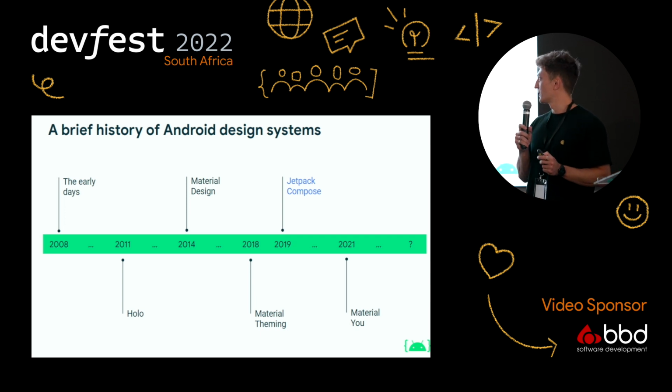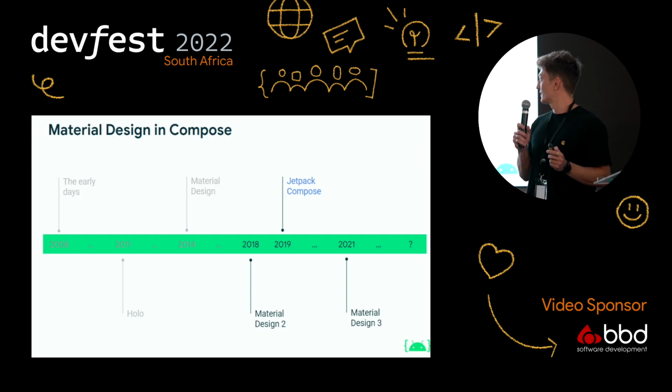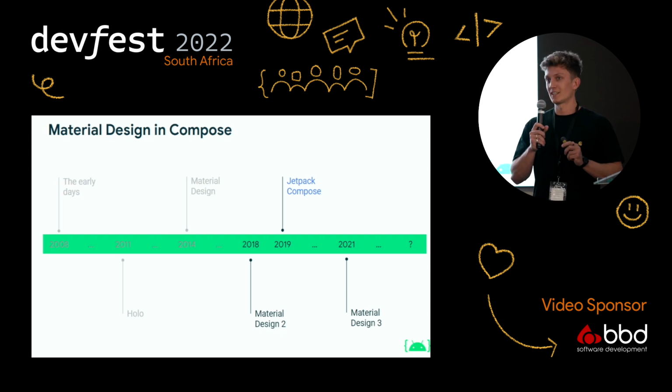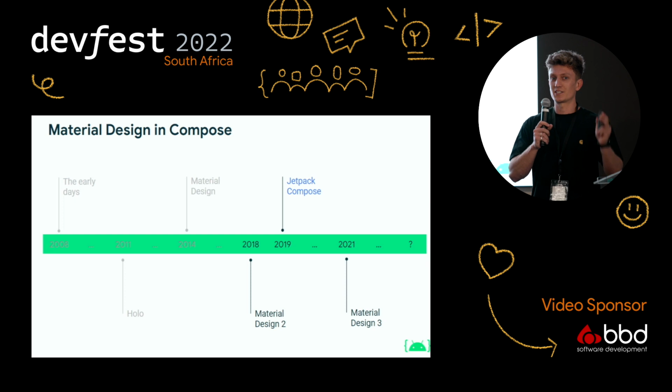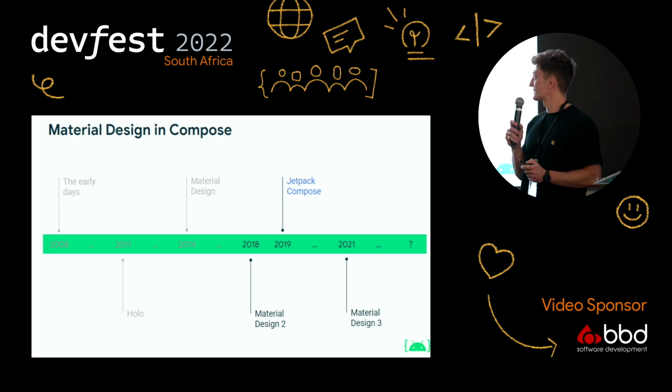And we're going to zone in on one particular part here, in that Material Design 2 and Material Design 3 were introduced basically before and after Jetpack Compose. So it's interesting to note here that Jetpack Compose came in between these two versions of Material Design, and I'll show you what the implications of that actually are.